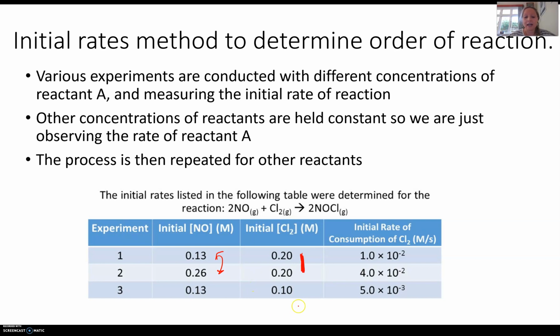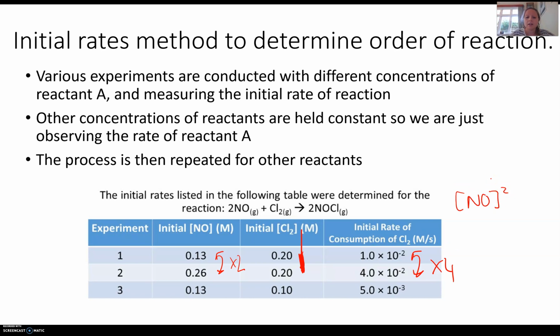If we look at this data, we look at experiments where one reactant is kept constant. In experiments 1 and 2, that's Cl2. We can see here that the concentration of NO has been doubled. So we need to look at what effect that has on the rate. You can see here that the rate has been quadrupled. So if we double the concentration and the rate gets quadrupled, that must mean that NO is second order.